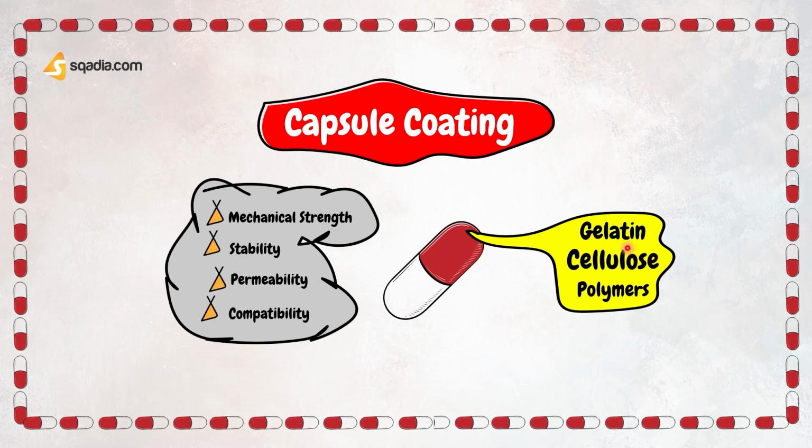So the gelatin, what is gelatin? Gelatin is a protein-based polymer derived from collagen obtained from animal sources such as bovine or porcine hides or bones. Gelatin capsules are commonly used in pharmaceutical and nutraceutical industries because they are biocompatible, easy to swallow, and dissolve quickly in the stomach. Cellulose, on the other hand, is a plant-based polymer.